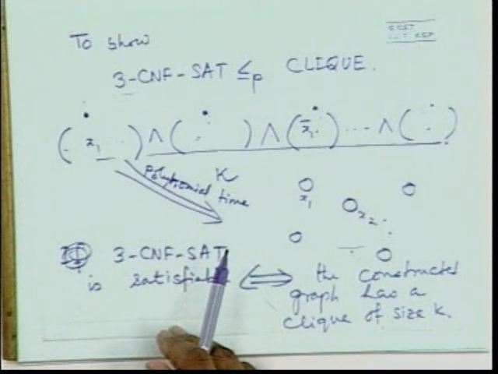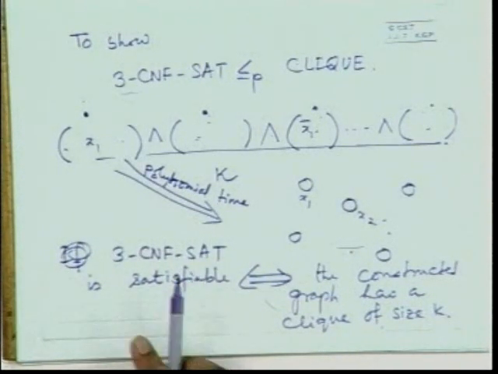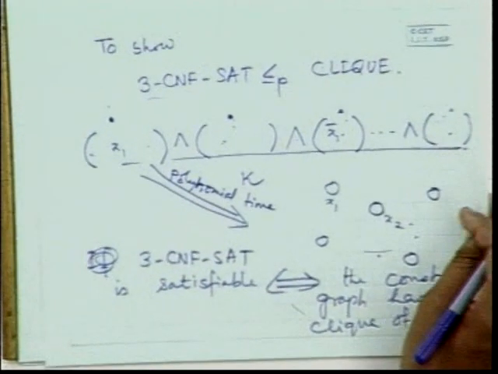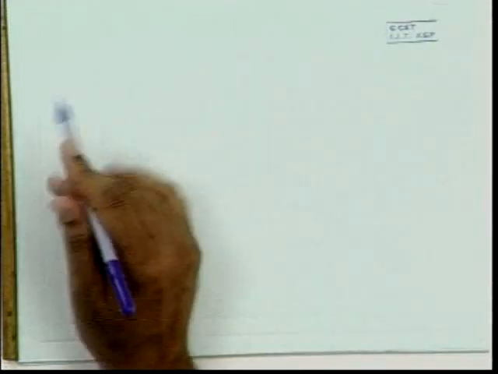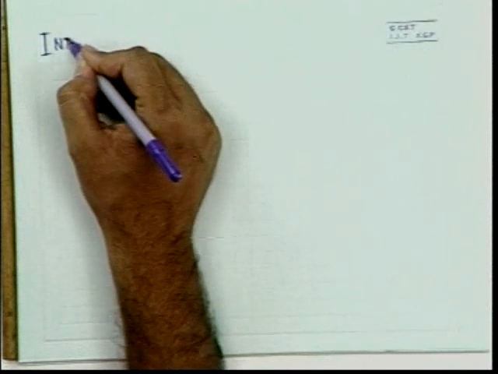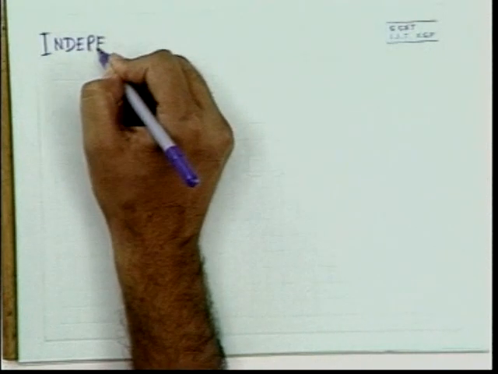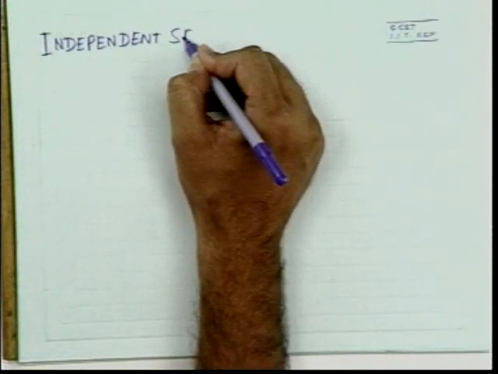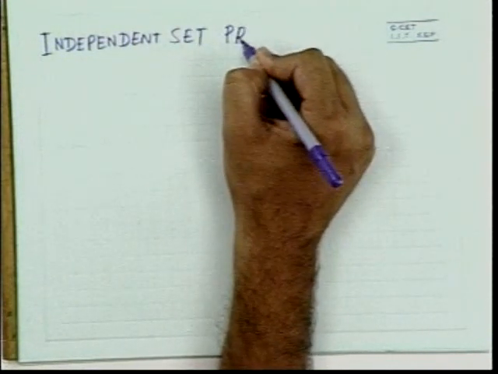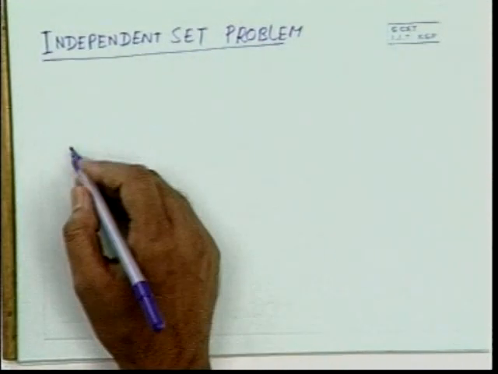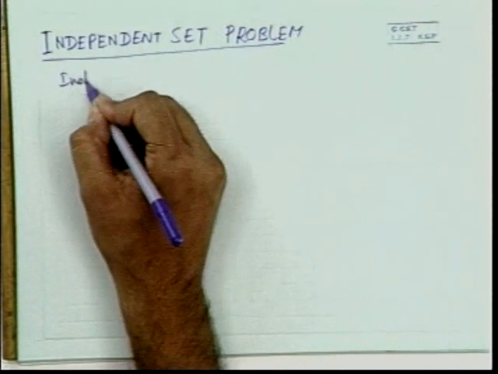So now let us see. Now I will move to another problem. So now at least we know one more problem which is NP complete, the clique problem. So let us consider another problem which is called the independent set problem. What is the independent set problem? It is again, the instance problem is this.